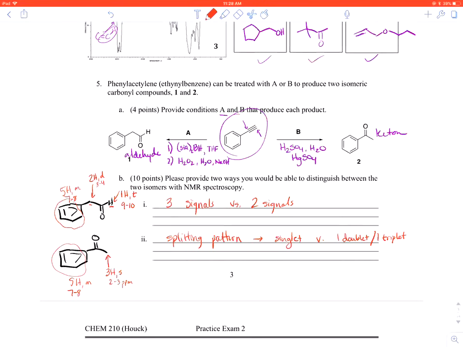You could theoretically also speak to chemical shifts being different, but I think the more obvious signs is the number of signals, and then the splitting pattern will be very unique for both of these compounds. Okay.